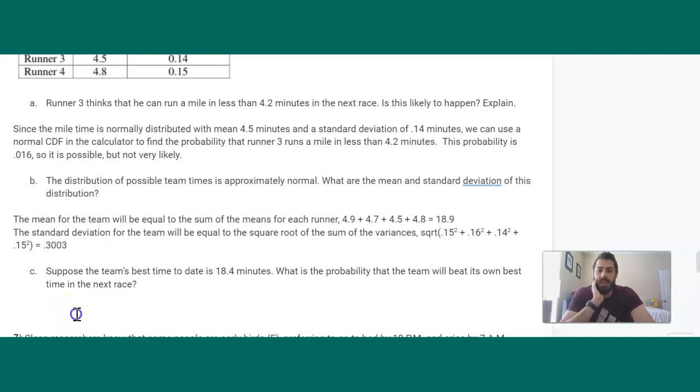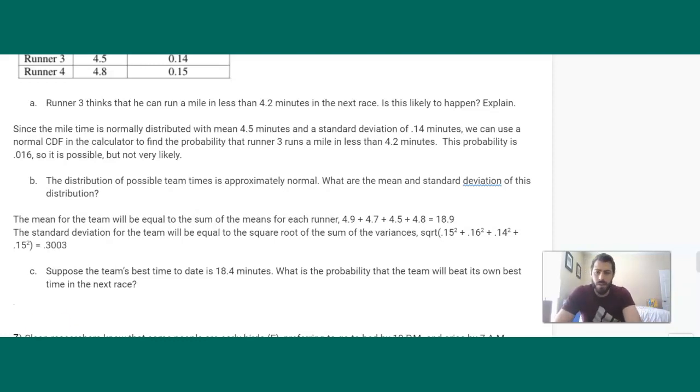Suppose the team's best race time to date is 18.4 minutes. What is the probability that the team will beat its own best time in the next race? So now this is basically part A, but instead of using 4.5, 0.14, and 4.2, we're using the team's mean time, 18.9, the team's standard deviation of 0.3003, and the new goal of 18.4.